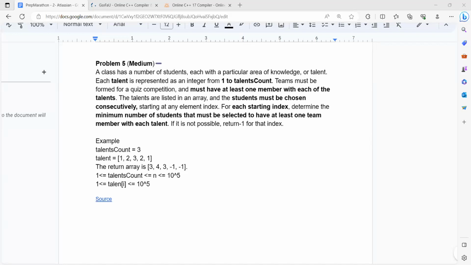So you are given an array A of length n, and the values in it are going to be between 1 to some upper limit on talent count. Let us call it y. So between 1 to y. The first task is to find the number of distinct values in your array.